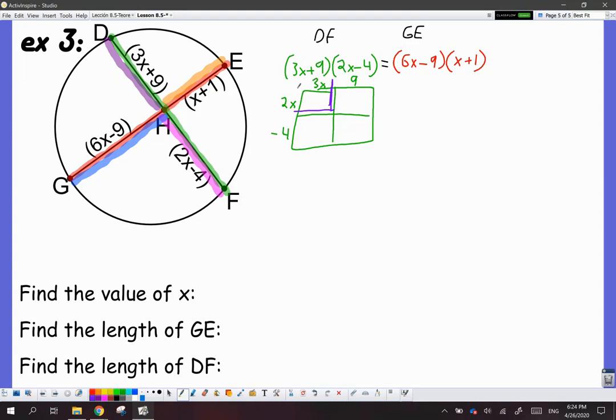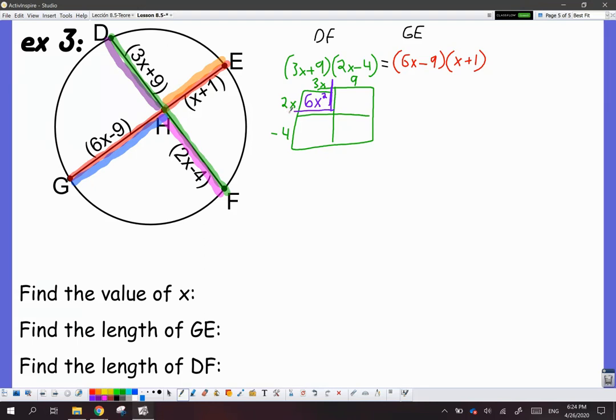So 3 times 2 gives me 6. Then I'm going to look at the x's, since I have x's on both of them. When I multiply x times x, that gives me x squared. So the product of 3x times 2x is 6x squared. Now I'm going to leave that there, and I'm going to multiply the rest of this out.